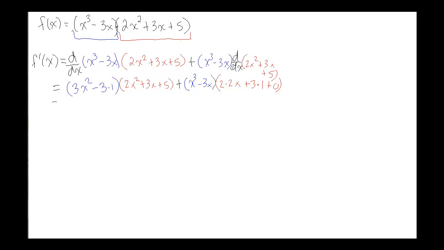So our last step is just to clean this up a little bit here. So this will be 3x squared minus 3 times 2x squared plus 3x plus 5 plus x cubed minus 3x times, let's see, 2 times 2x is 4x plus 3. Okay. Now at this point, there's nothing else you need to do with it. This is a fine derivative.